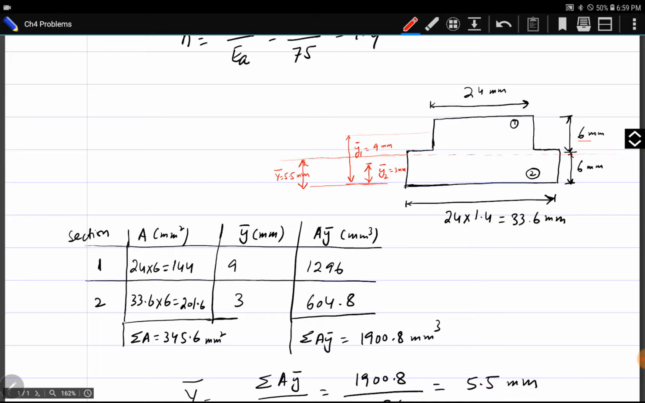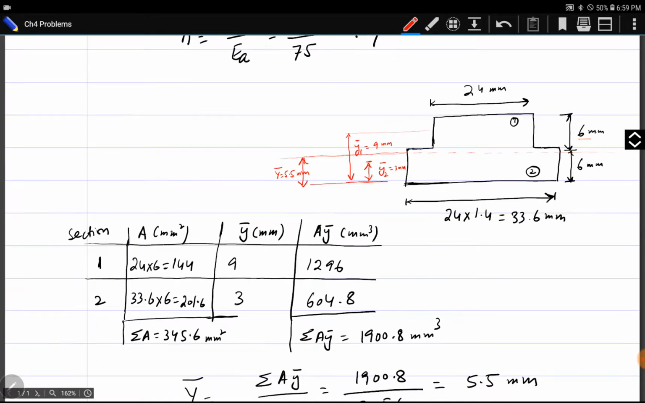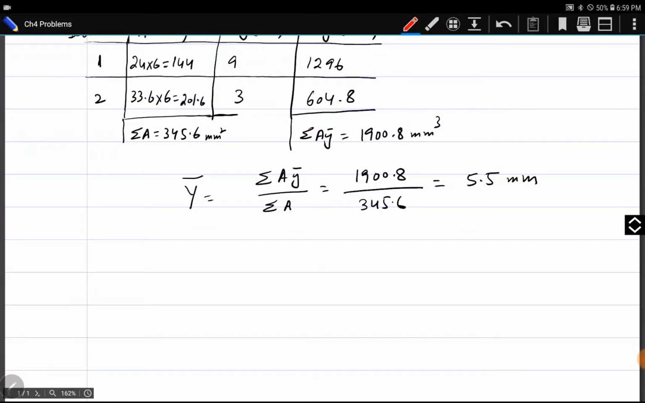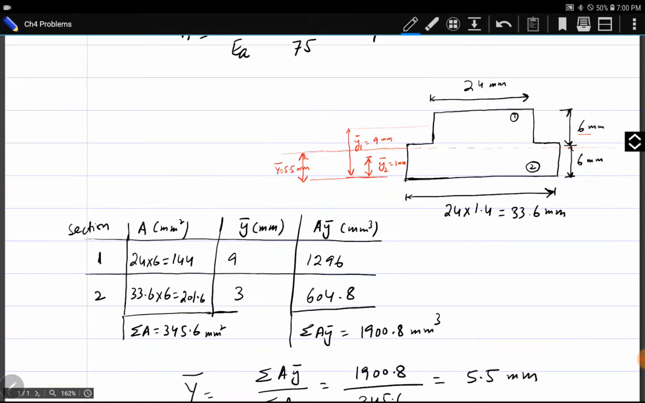Now we have to find I, the moment of inertia for the cross section. So I is equal to I dash plus A D square. I dash for a rectangle is B H cube by 12. We have two rectangles, rectangle 1 and rectangle 2. Both rectangles have different widths. Rectangle 1 has a width of 24 mm and rectangle 2 has a width of 33.6 mm. Height for rectangle 1 and rectangle 2 both are 6 mm each.